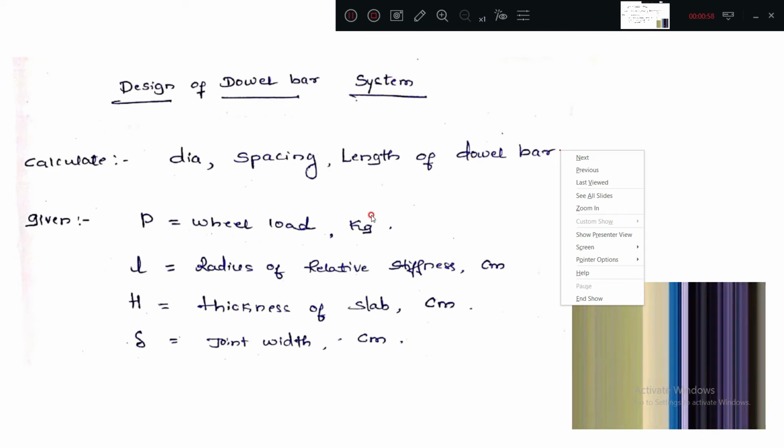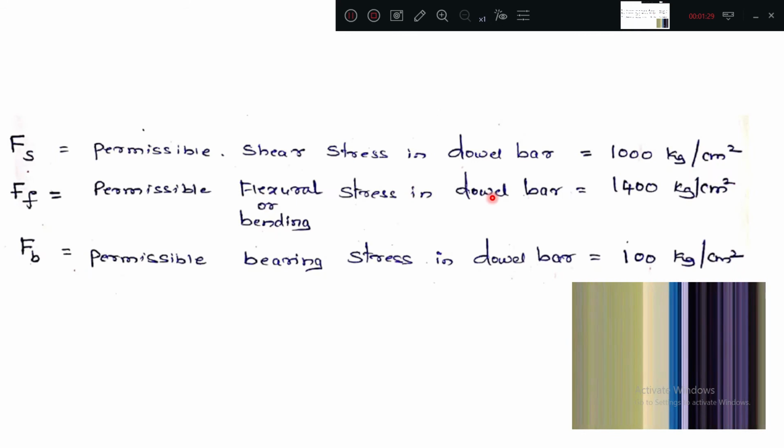Now, generally they will give the wheel load P in terms of kg, and L, the radius of relative stiffness, in centimeter. This formula you know, no? In the second module, the radius of relative stiffness is calculated. H is generally the thickness of the slab. Delta is the joint width, generally given in centimeters. Like this they will be given.